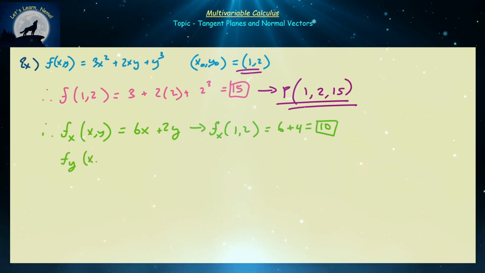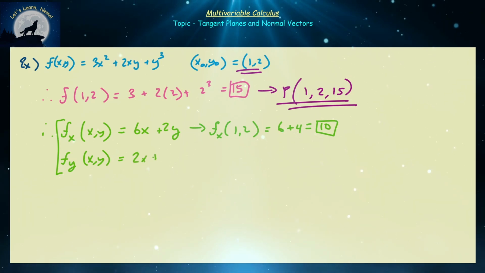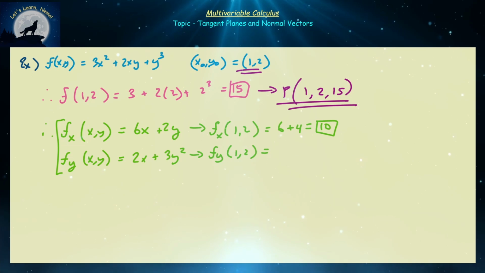Let's do the same for fy. So fy of (x, y) is going to be equal to the partial derivative with respect to y, so 3x squared is a constant. We're going to have, what is that going to be? That's going to be 2x, and the derivative of y cubed is going to be equal to 3y squared. And then we're going to have fy of (1, 2), and that will be equal to, well, 2 times 1 will be equal to 2, plus 2 squared is going to be 4, times 3 is 12, so 12 plus 2 is going to give us 14.